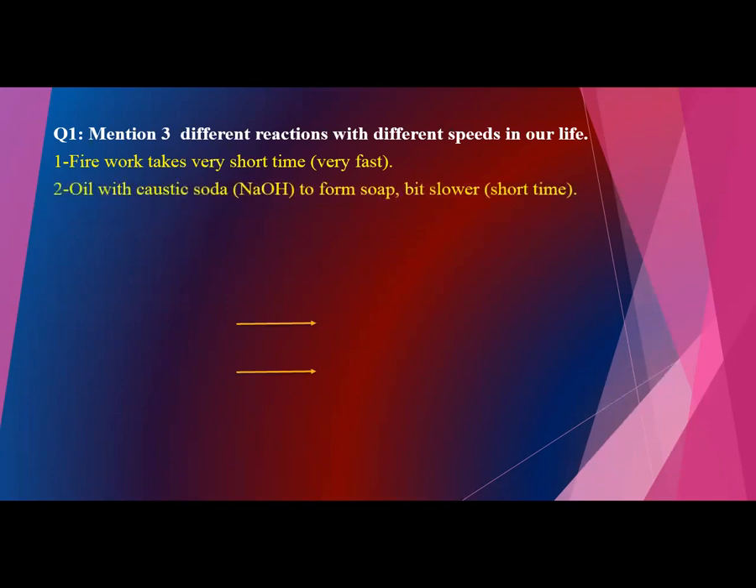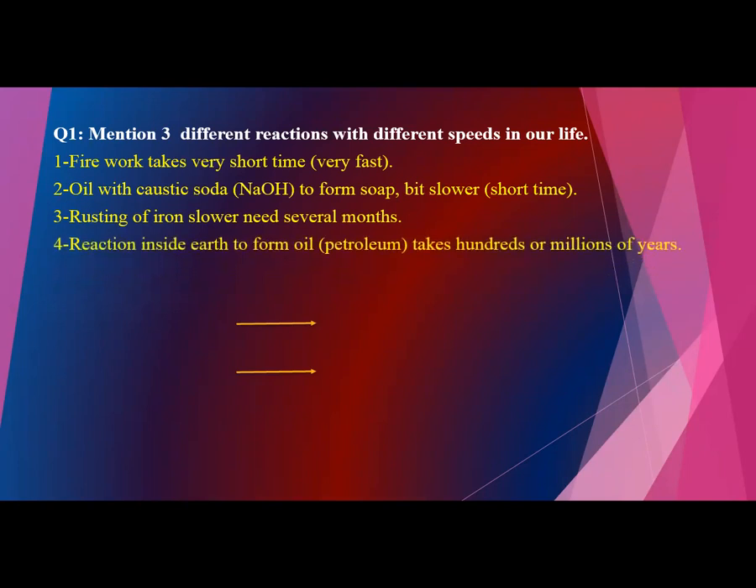And this may take a short time, maybe a few hours or so, to complete the reaction and make the soap. So this is another type of reaction with a different speed. The third one is the rusting of iron. The iron rusting may take several months or 2 or 3 years, for example. So this is a slower reaction between iron and the oxygen in humid air.